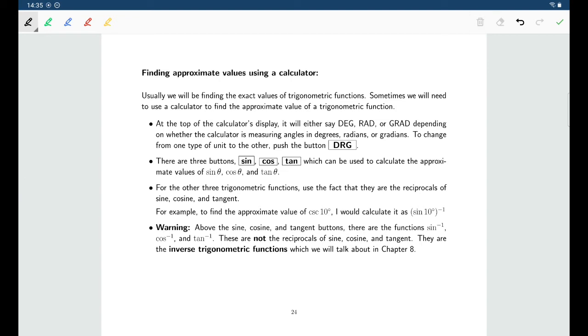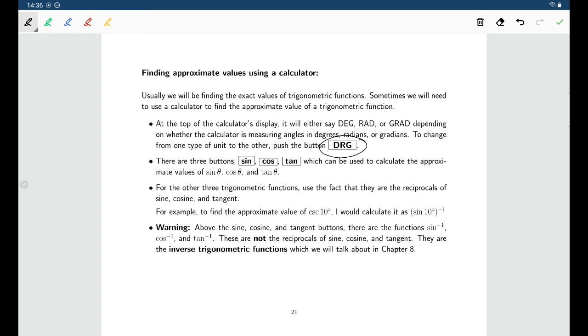The other little thing to be aware of here is that our calculator measures angles not just in 2 different ways, but in 3 different ways, in degrees, radians, and gradians. And you'll see at the very top of your calculator in the little display window, it'll either say DEG, RAD, or GRAD, and that's how it's telling you how it's measuring its angle, whether the angles are being measured in degrees or radians or gradians. And to go from one way of measuring it to the other, you'll need to push the button that's on the top of the calculator that says DRG.